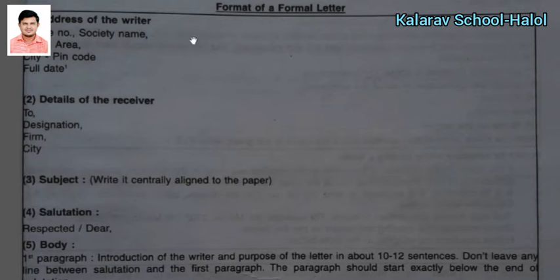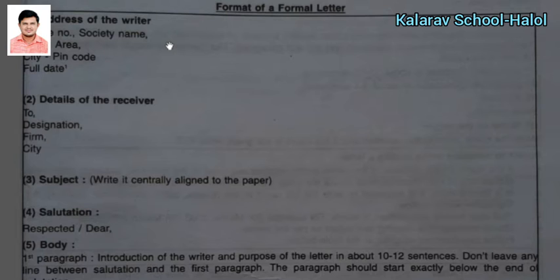You can see the format of the formal letter. First of all, you have to write the address of the writer here. The address of the writer means you are writing the letter, so write your own address here. First, mention the house number. After that, put a full stop here. You can see the full stop. After that a comma is mentioned here. After that, the society name and then a comma.